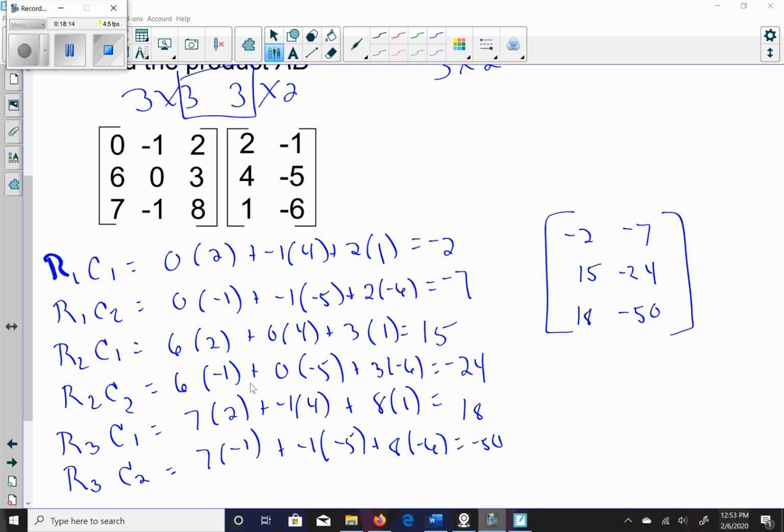As you can see, I finished doing the product. I've written my work here for row 1, column 1, row 1, column 2, and so on and so forth. And this is my final answer. If your answer does not agree, you might want to pause the video and see where you made your mistake. Hopefully you made the mistake and I didn't, but I'm sure you'll let me know.